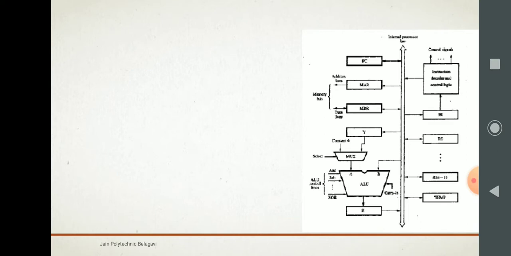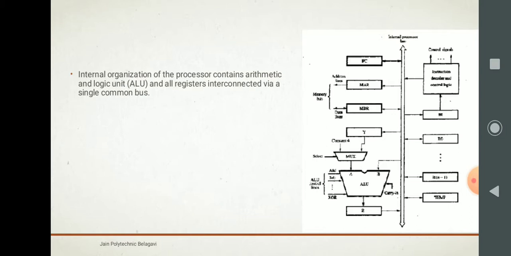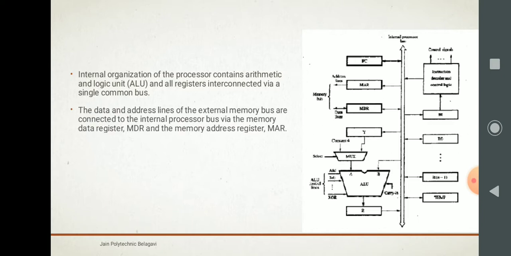Now this is the diagram of how the program will be executed. This is the internal organization of the processor containing the arithmetic logic unit. During the execution phase, if an instruction requires some mathematical calculations, it needs an arithmetic logic unit, and all the registers, as you can see, are connected via a single common bus. Now the data and address lines of the external memory bus are connected to the internal processor bus via the memory data register, MDR, and the memory address register.